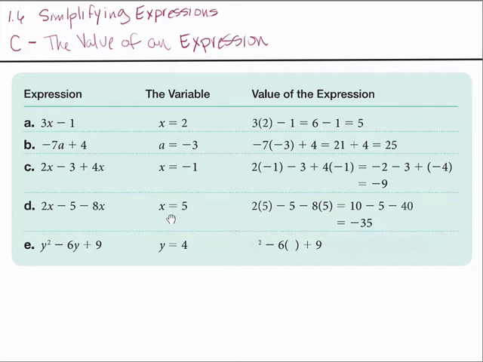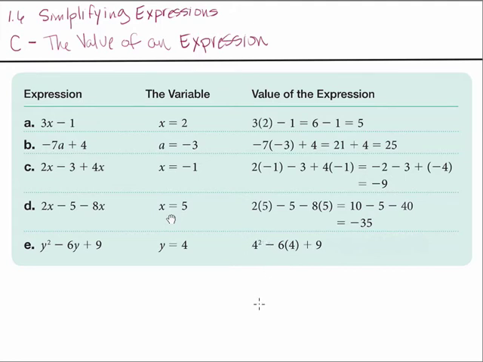In our last example, we have y squared minus 6y plus 9. When I replace y with 4, my expression looks like this. Now the order of operations says I must do multiplication before I do addition and subtraction. But if you'll recall, we have to do exponents even before that.